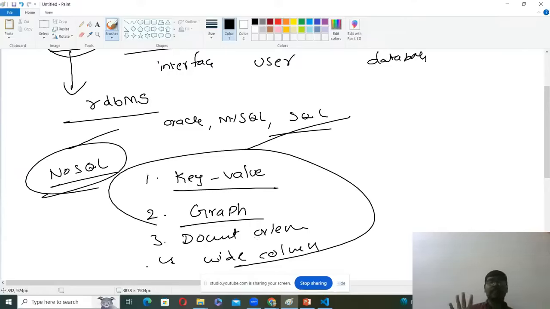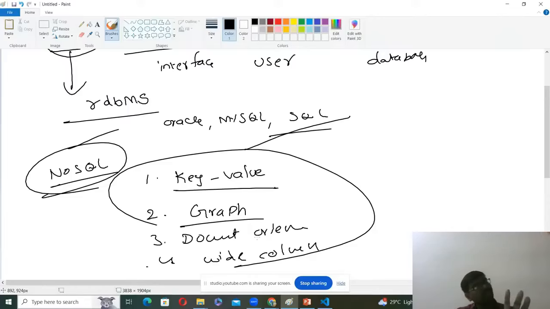What are the advantages? The first point, no need to store the data in a structured manner. Second, if you are using NoSQL, it can handle a large amount of data. And the most important is high scalability. Scalability, since there is no structure, whenever you need, you can add the data, and we can retrieve it by using key value. Those are the advantages.